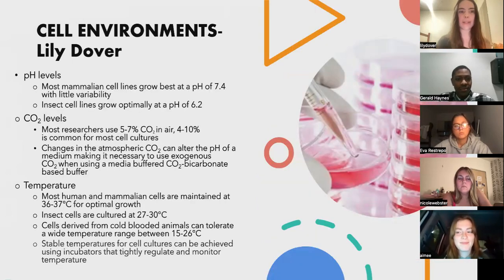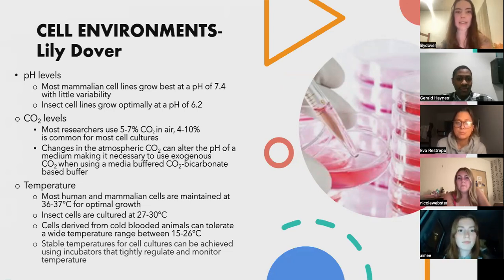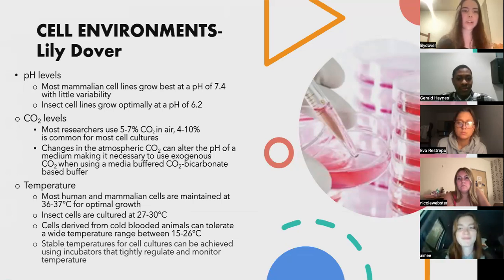And to delve a little bit more specifically into these factors, for pH levels, most mammalian cells are able to grow best at a pH of around 7.4. And there's not a lot of variability with this, so it won't stray too much from that number. And insect cell lines grow best at a pH of around 6.2. As far as carbon dioxide levels, most researchers use 5 to 7% carbon dioxide, but 4 to 10% is the most common for cell cultures.